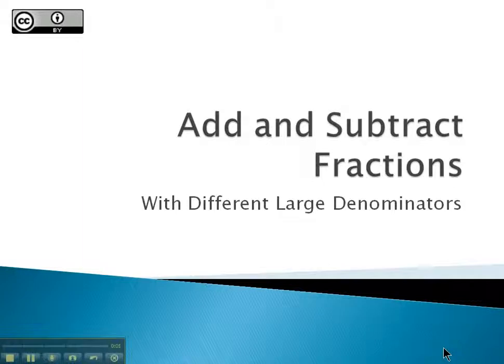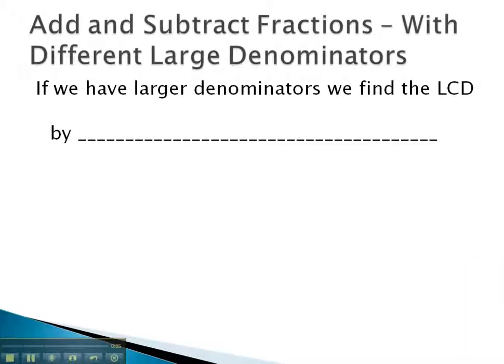In this video, we're going to take a look at how we can add and subtract fractions that have different larger denominators. The process is still the same, though finding the LCD might be a bit trickier. To find the LCD, it might be better, instead of using mental math, to use either the prime factorization method or the stack method. So let's see one example where we use each of these to find the least common denominator.